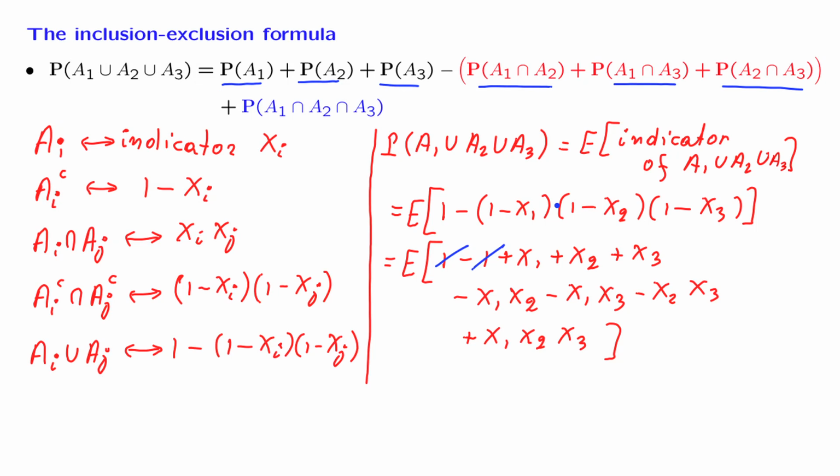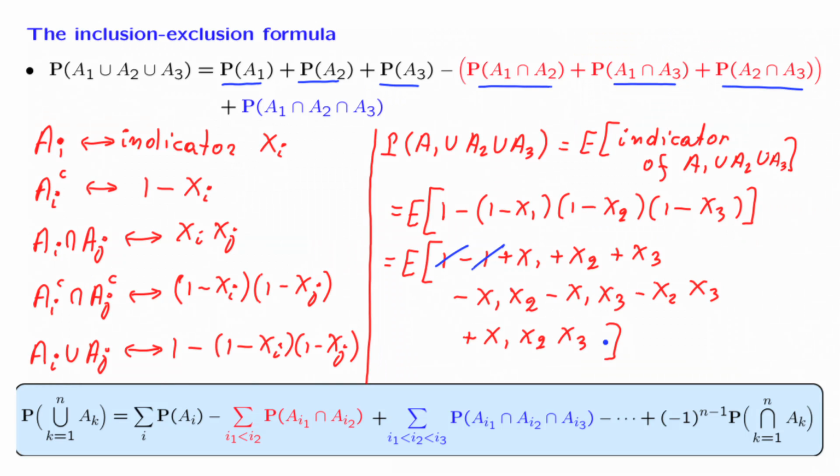Now, this derivation that we carried out here, there's nothing special about the case of 3. We could have the union of many more events. We would just have here the product of more terms, and we would need to carry out the multiplication, and we would get cross terms of all types involving just one of the indicator variables, or products of two indicator variables, or products of three indicator variables, and so on. And after you carry out this exercise and keep track of the various terms, you end up with this general version of what is called the inclusion-exclusion formula.